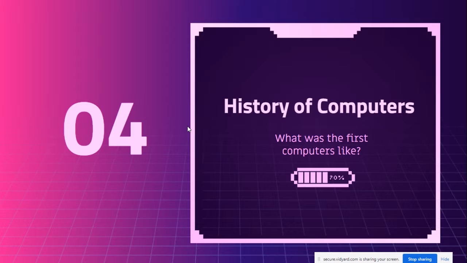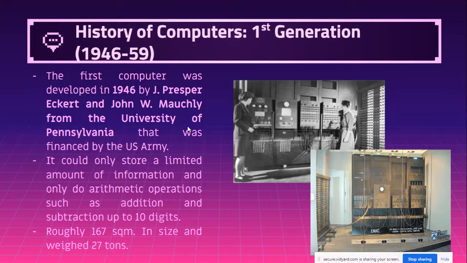So the next topic is all about the history of computers. What was the first computer like 30, 50, or 60 years ago? We're going to talk about that right now. In the first generation, the Electronic Numerical Integrator and Calculator, or ENIAC, is considered to be the first generation computer. ENIAC was a modular computer composed of several panels capable of performing different functions such as arithmetic operations, addition and subtraction, but only limited to 10 digits.